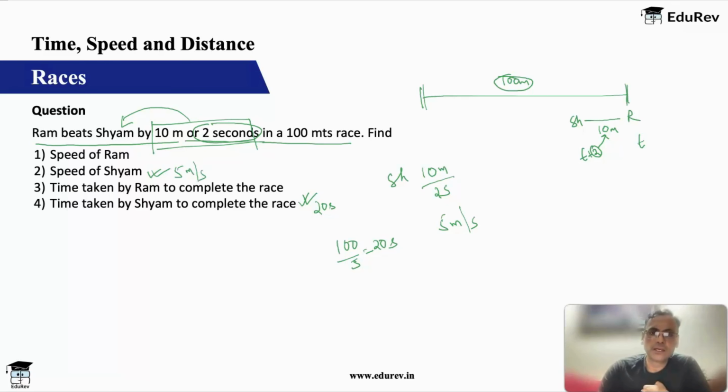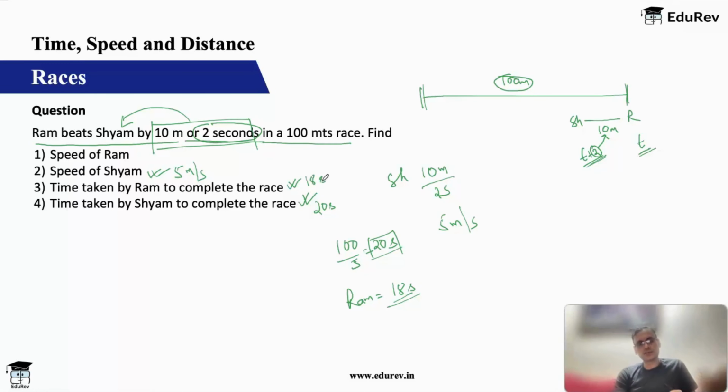Okay. Now Shyam will complete the race in 20 seconds. We saw that if Shyam takes t plus 2 seconds to complete the race, Ram takes only t seconds. That means Ram takes 2 seconds less. So Shyam has taken 20 seconds. That means Ram will take 18 seconds to complete the race. So time taken by Ram to complete the race is 18 seconds. This is also answered.